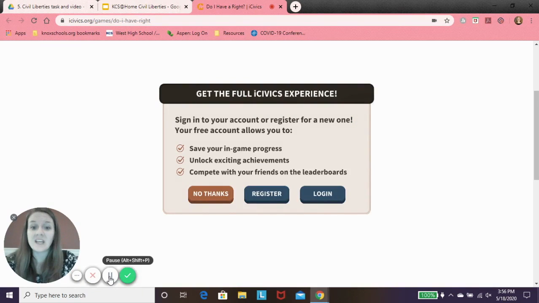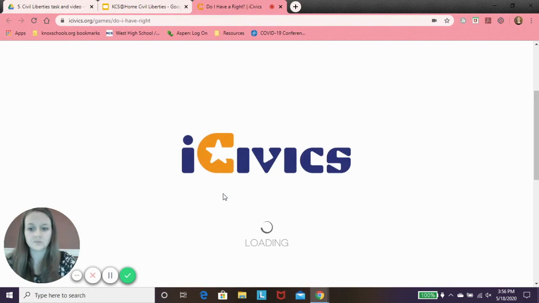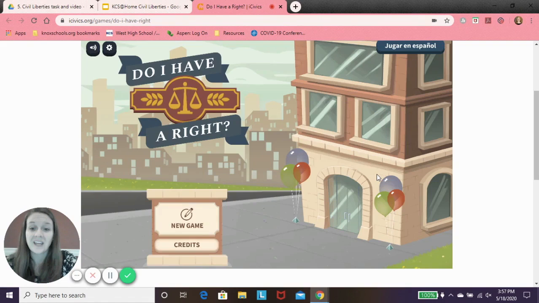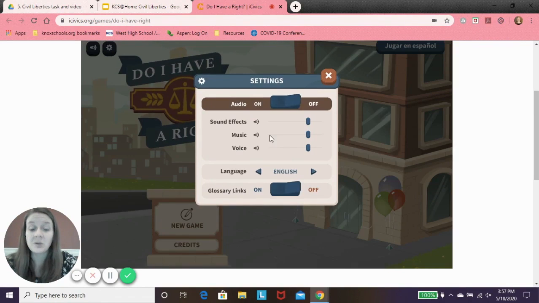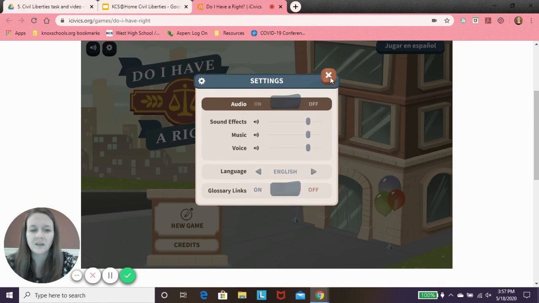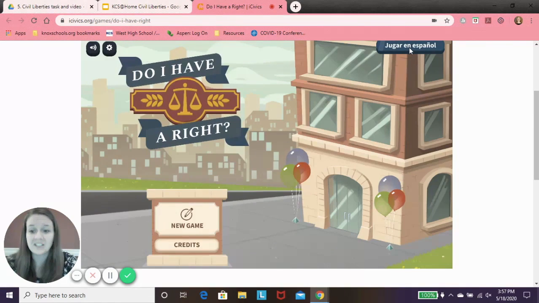A pop-up asks you to sign into your account or register for a new one. You don't have to have an account to use anything on iCivics, so I'm going to click no thanks. But if you have an account, you can log in so it can track your progress, or if you want to make one, you're welcome to do that. It's going to pull up the game Do I Have a Right? Here, you can control the volume or other settings and turn the sound on or off, and you can also play the game in Spanish. Click on New Game and go ahead and start. Pause the video, and when you're finished, come back and we'll talk about it together.